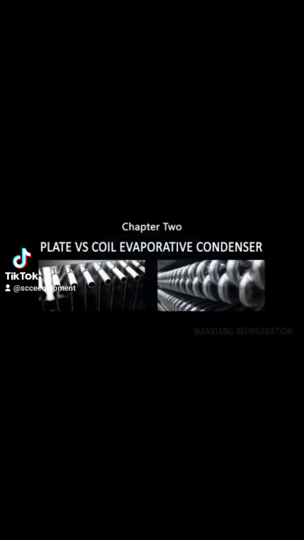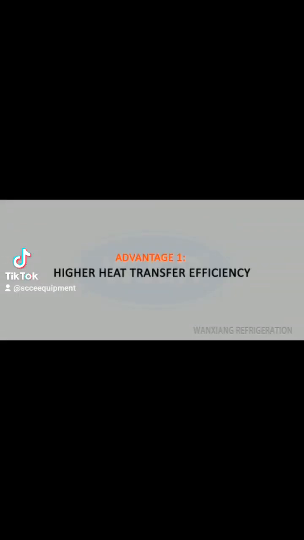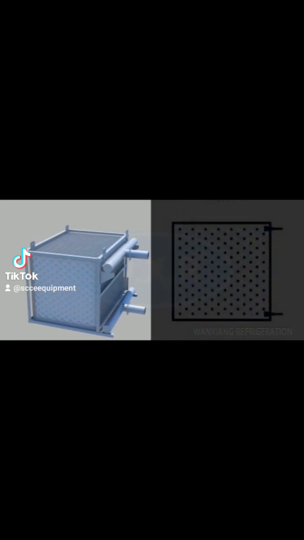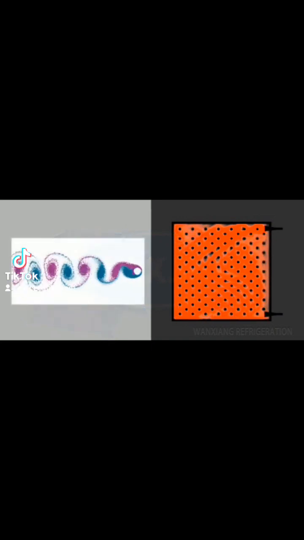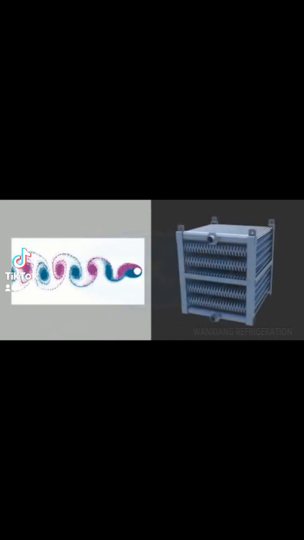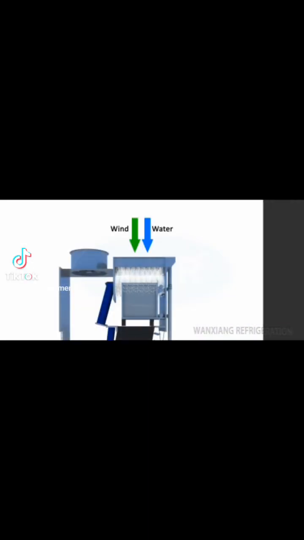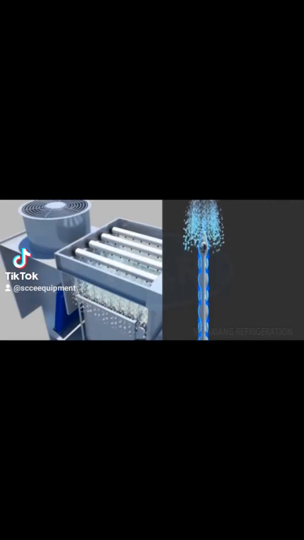Plate versus coil evaporative condenser. Advantage 1. Higher heat transfer efficiency. The interlaced dimples, created due to spot welding of two adjacent plates, automatically lend into a tortuous flow path, which results in higher heat transfer performance. On the contrary, this feature is not exhibited in a conventional tubular geometry coil. On the water side, the presence of induced airflow and the peculiar outer surface geometry helps in a uniform film, resulting in higher thermal performance.